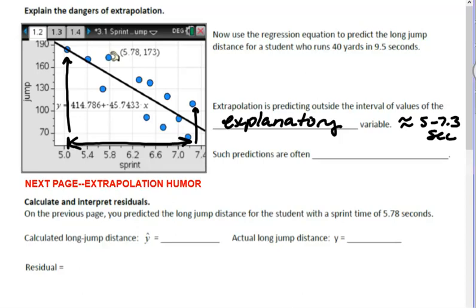So if I use my line to predict something outside of those values, higher than about 7.3, lower than about 5, then sometimes weird things happen. So let's look at an example. If we used our regression line to predict the long jump distance for a student who runs 40 yards in 9.5 seconds, pretty slow runner.